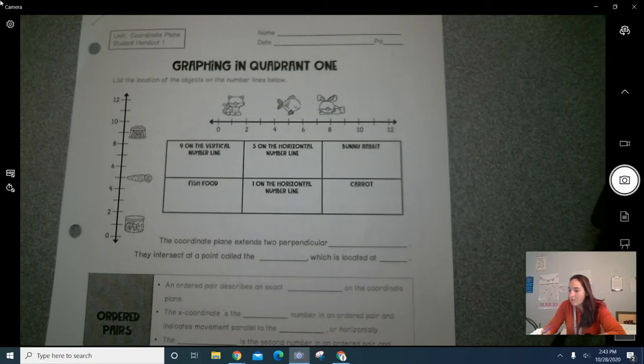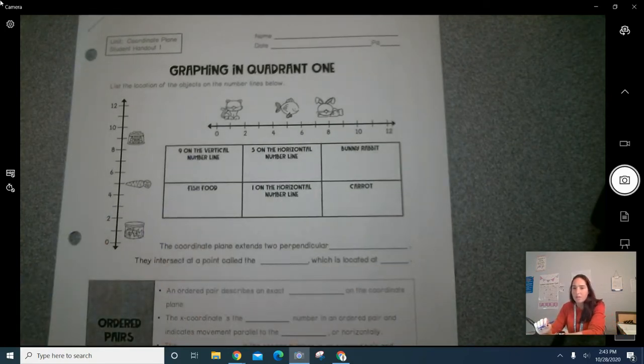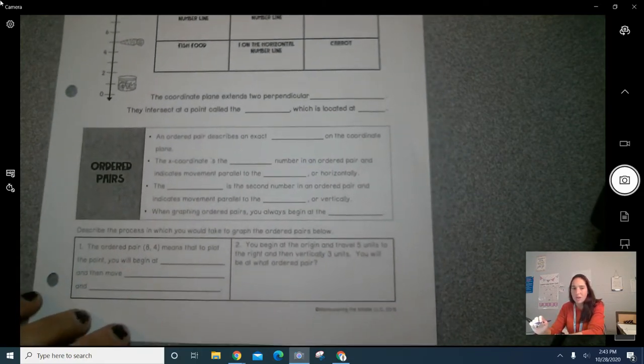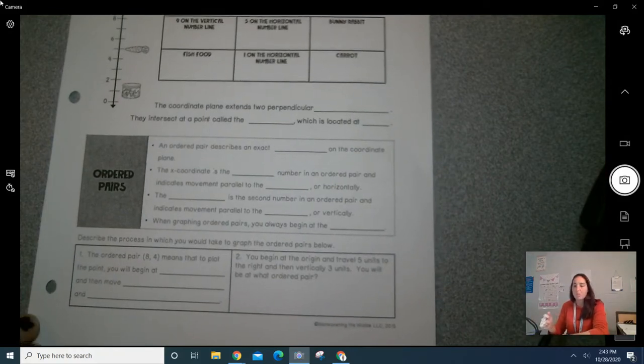You should have your notes packet that was handed out in the last couple of days. And it should say graphing in quadrant 1 on the first page. But the first thing I want you all to do is to go ahead and number these pages with me so that when we tell you what page to turn to take notes, you have your pages numbered.